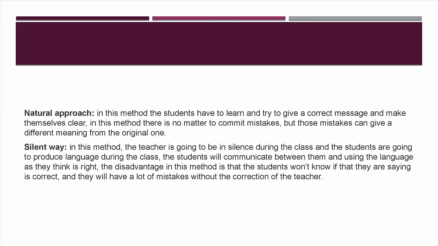Natural approach. In this method, the students have to learn and try to give a correct message and make themselves clear. In this method, there is no worry about committing mistakes, but those mistakes can give a different meaning from the original one. Silent way. In this method, the teacher is going to be in silence during the class and the students are going to produce language during the class. The students will communicate between themselves, using the language as they think is right. The disadvantage is that the students want to know if what they are saying is correct, and they will have a lot of mistakes without the correction of the teacher.